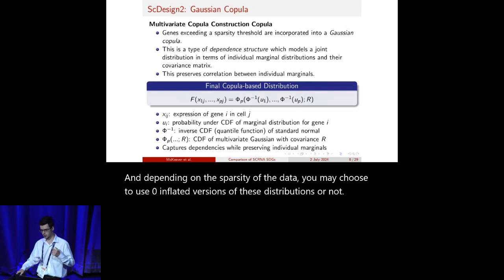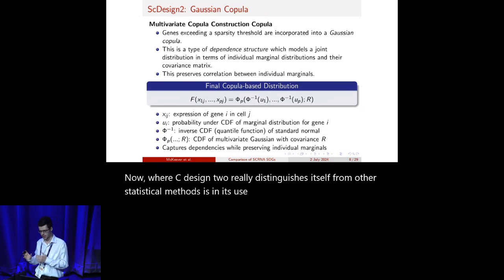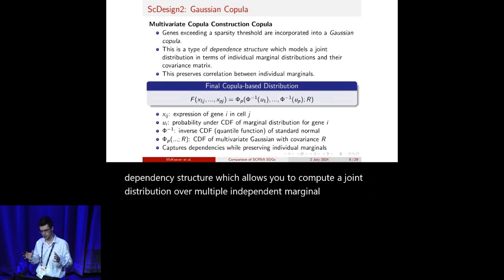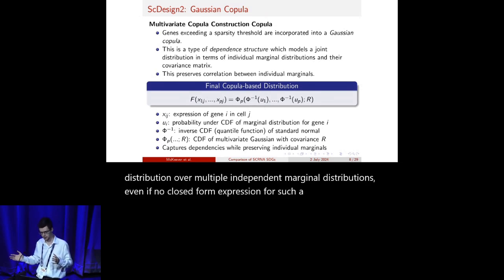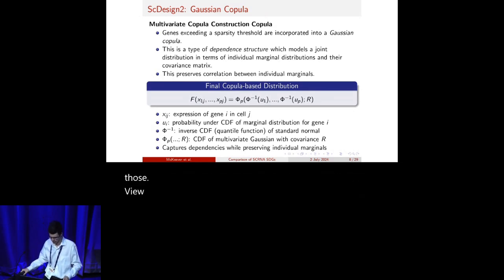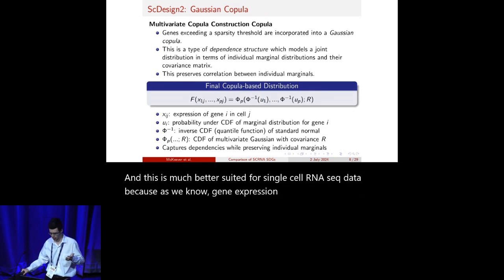Now, where scDesign-2 really distinguishes itself from other statistical methods is in its use of a Gaussian copula. This is a dependency structure which allows you to compute a joint distribution over multiple independent marginal distributions, even if no closed form expression for such a joint distribution exists. In essence, it allows you to take individually fitted marginal distributions and preserve correlation between those distributions via the covariance matrix. And this is much better suited for single cell RNA-seq data because, as we know, gene expression levels are heavily correlated with each other.